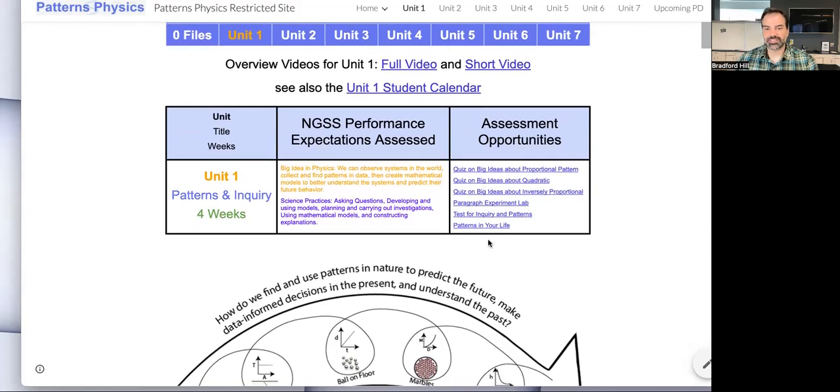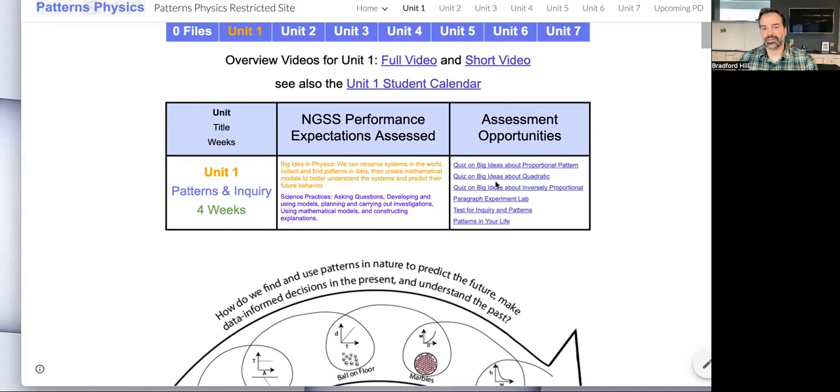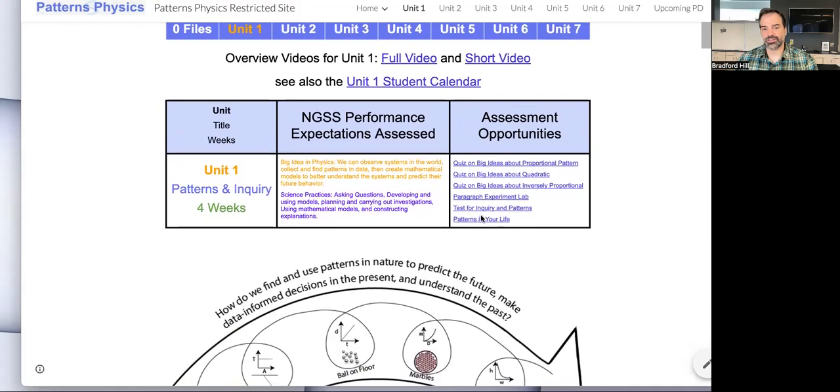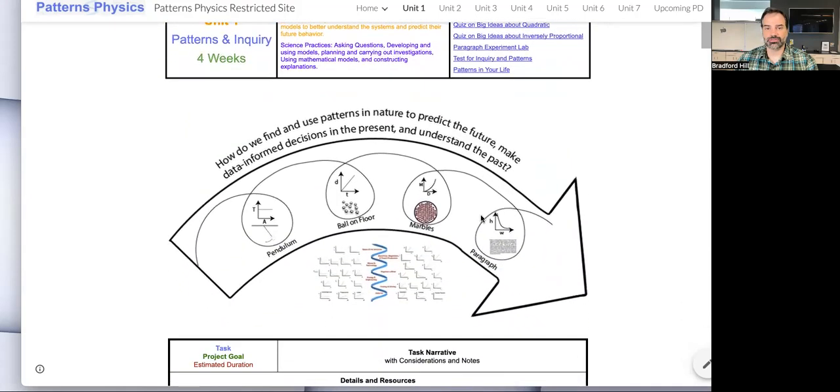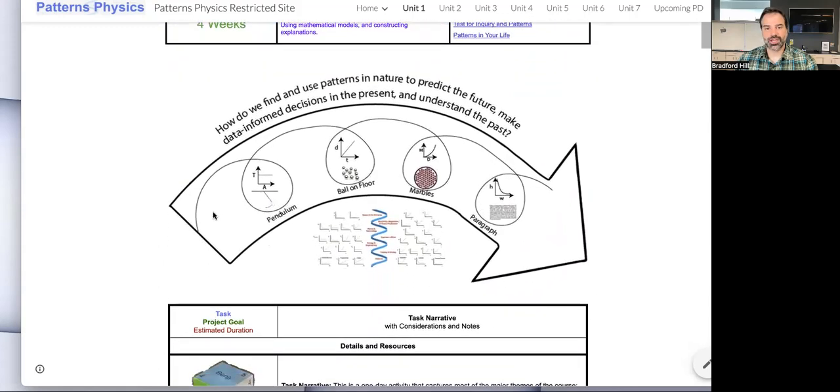You can see there are 6 assessment opportunities. Those could be a combination of formative and summative, and not all used. Some of these are alternatives to put together a collection of evidence for student understanding. Here is that storyline learning progression.